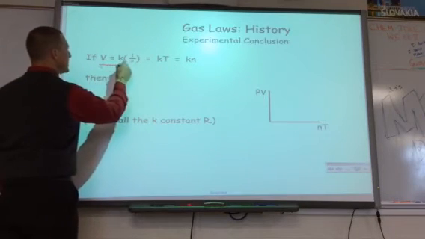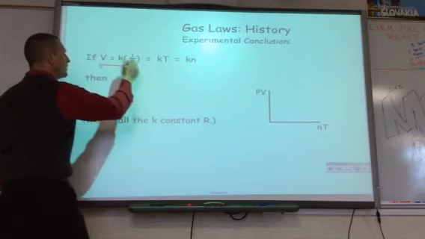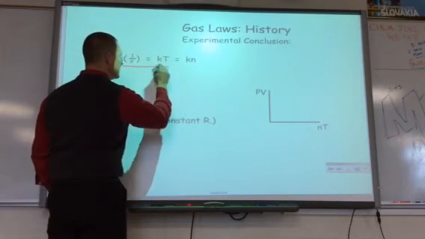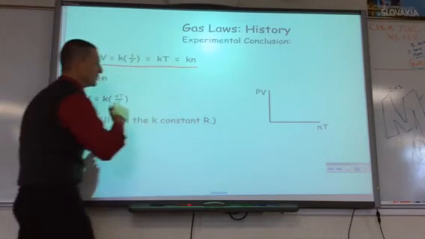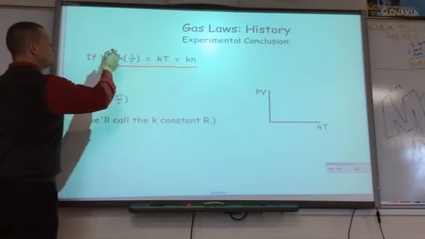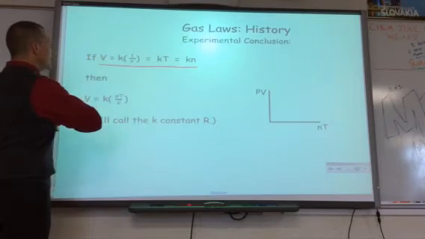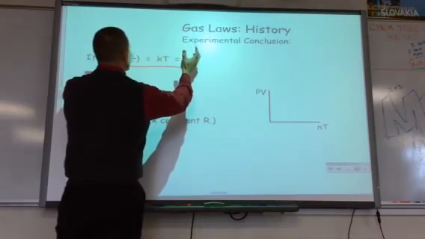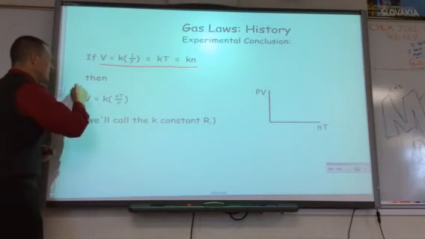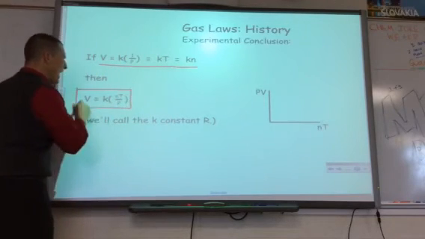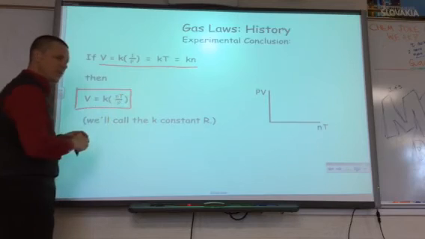Volume equals K times 1 over P, that's Boyle. Volume also equals K times T, that was Charles, and volume equals K times N, that was Avogadro. So all these things are equal to V. That means if we put all three of these terms together, volume equals some constant times NT over P.